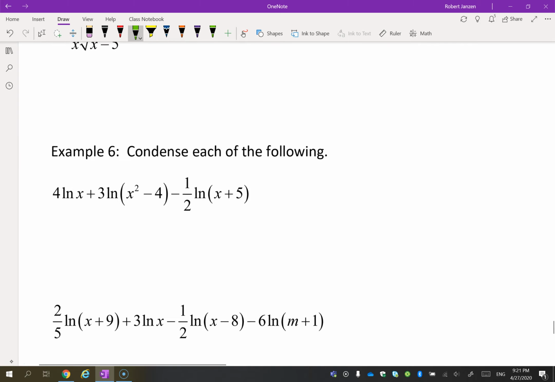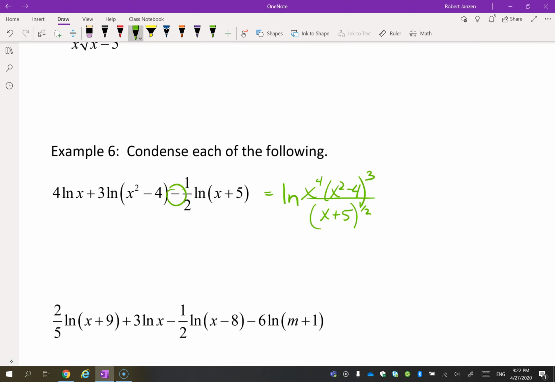Alright, in condensing them, same idea. We're going to take this one natural log and put this all together. So I see there's some being added, some divided. We'll have x to the 4. We'll have x squared minus 4 cubed. And we'll have x plus 5. Now you could go square root here, or you can go to the power of a half. It doesn't matter.